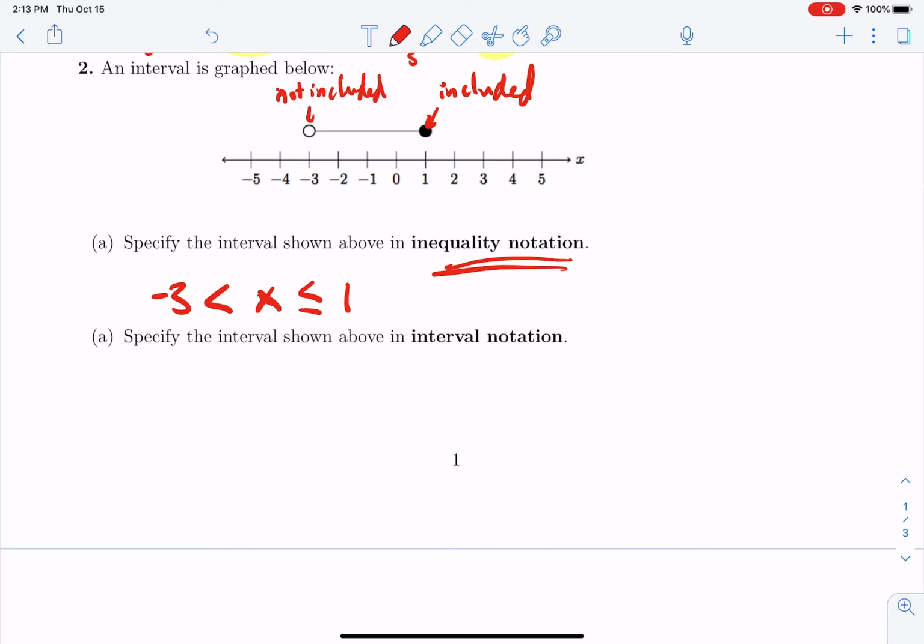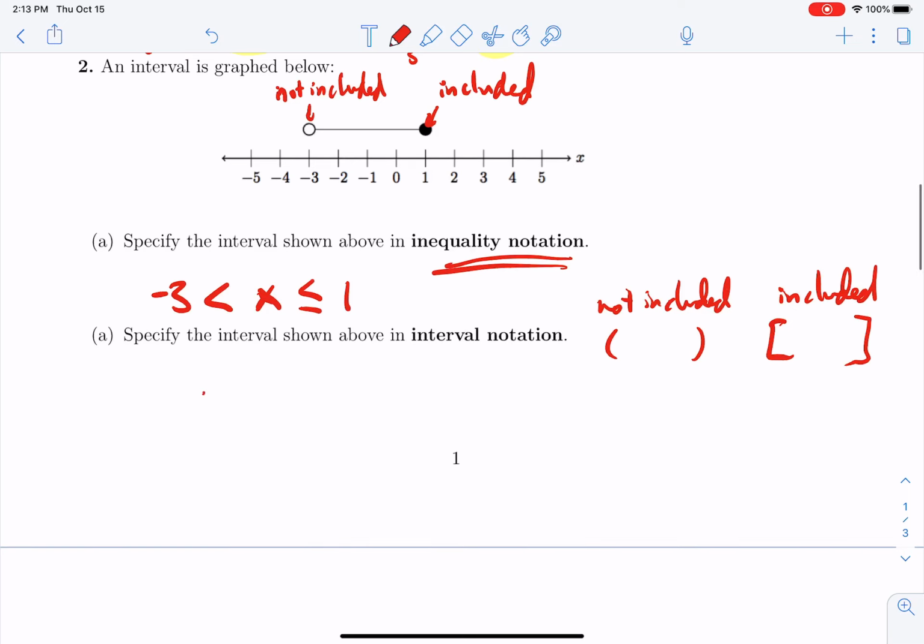Now in interval notation, we have to kind of decide between parentheses and brackets. Parentheses means not included. Brackets means included. Okay, so in interval notation, -3 is not included. 1 is included. Okay, given by how those circles are filled in or not.